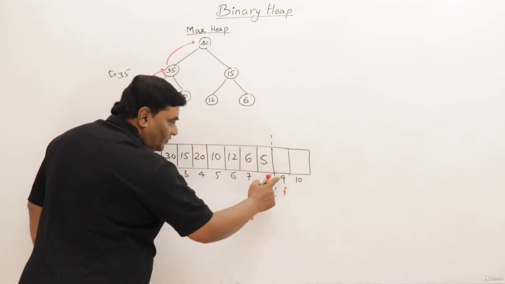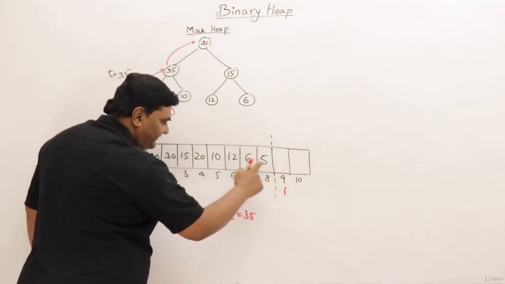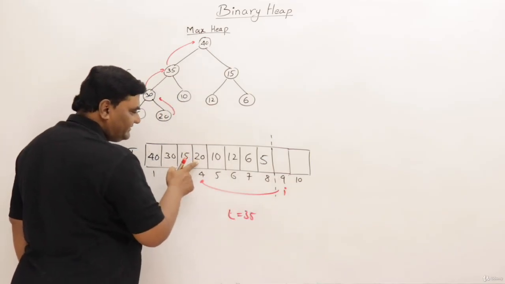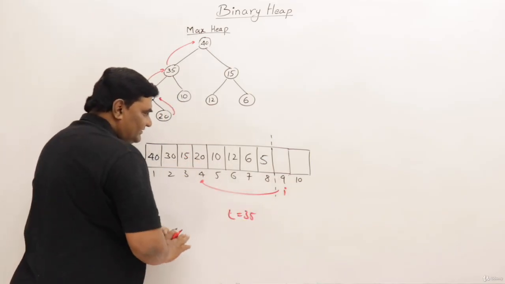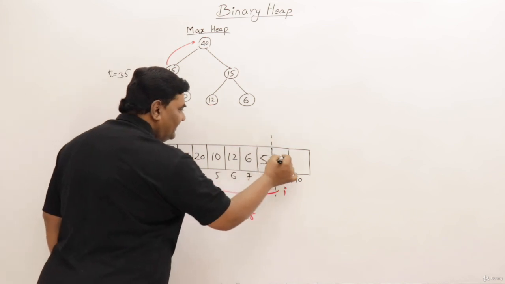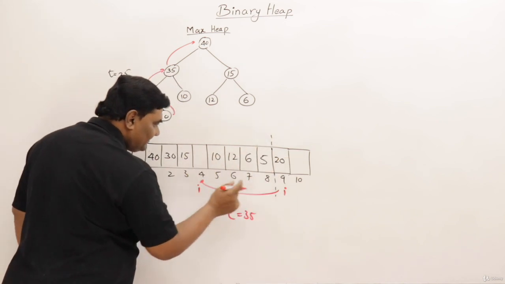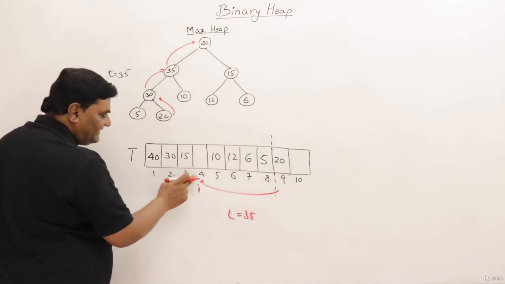Right? Now, who is the parent? 9 by 2 is 4. This is the parent. So compare with the parent. 20 is smaller than this one. So move 20 here at this place. Then bring I here. This is at index 4.